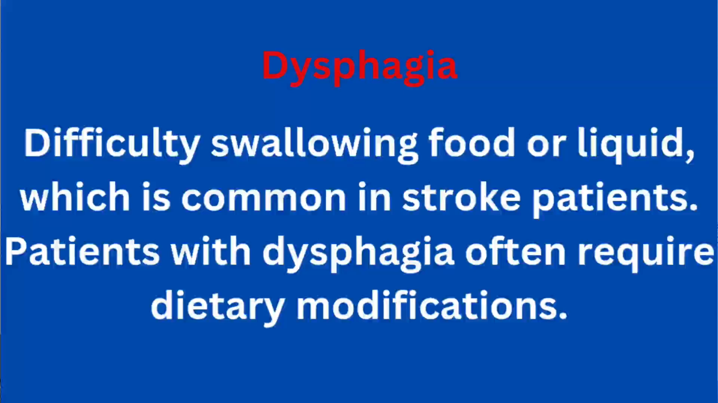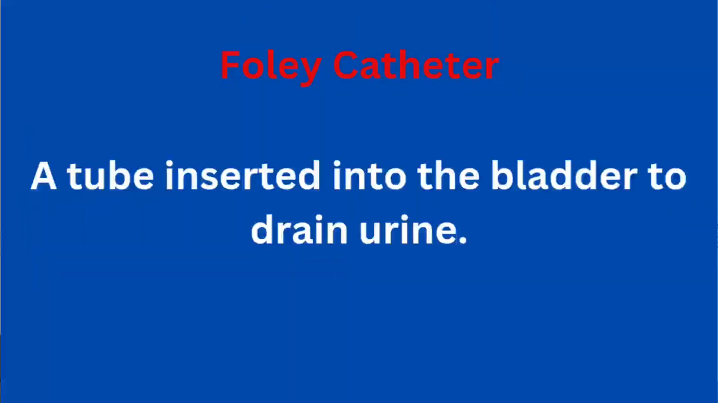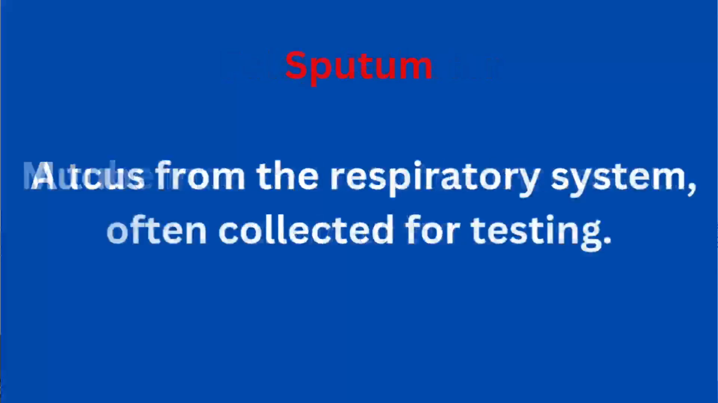The next word is Foley catheter. This is a tube inserted into the bladder to drain urine. It is thin, flexible, and sterile, and is also known as an indwelling urinary catheter. The next word is sputum. Sputum is mucus from the respiratory system that the body produces to protect the airways.